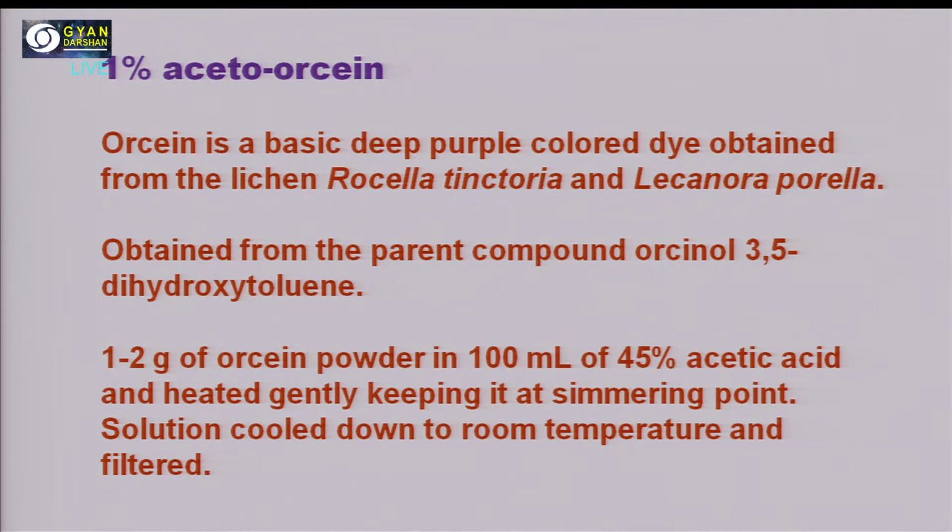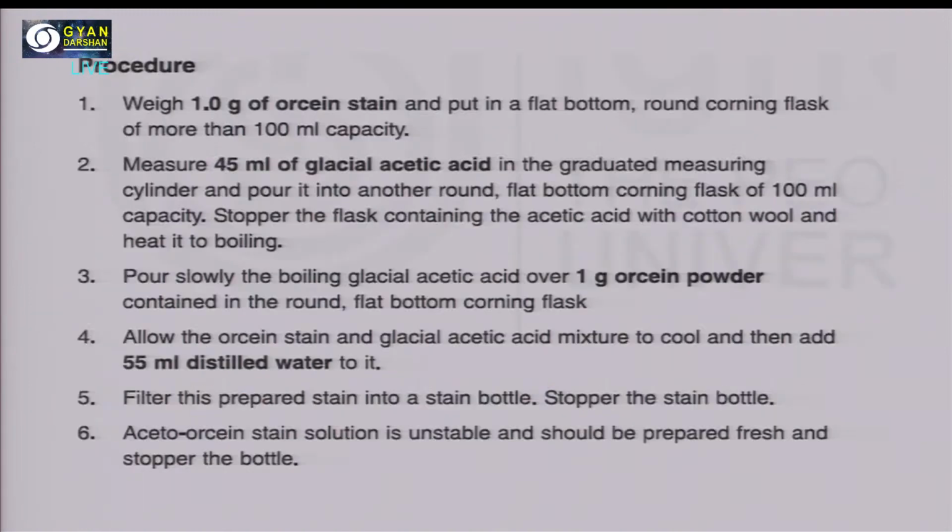Normally, 1 to 2 gram of orcein powder is dissolved in 100 ml of 45% acetic acid, and then you heat it. Mind that you don't boil it, okay? You heat it up to a simmering point, and then the solution is cooled down to room temperature, and then you filter it. So this is actually in detail the procedure.